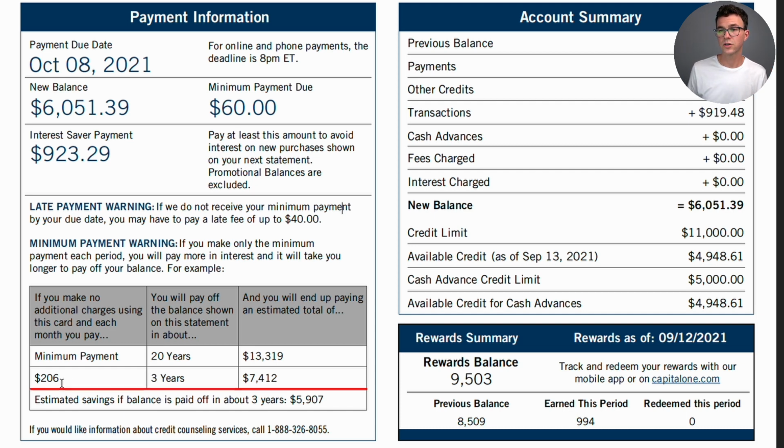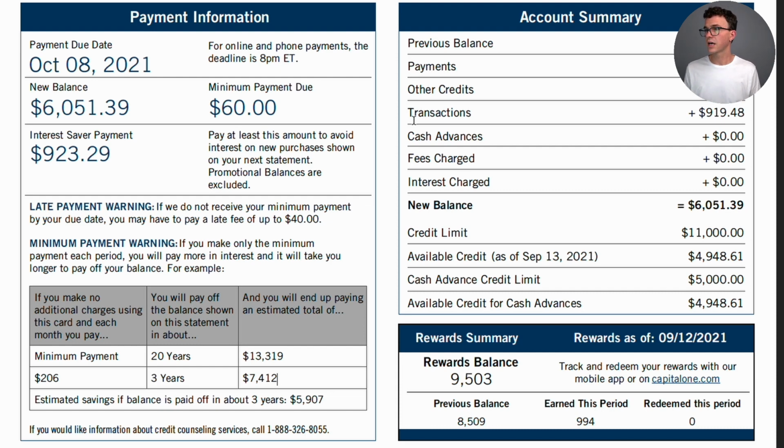So if I paid $206 instead of $60, I would pay it off in 3 years, but would still end up paying $7,412, which is quite a bit more. It's $1,300 and some dollars more than the balance. It shows you the estimated savings between these two. If you have problems with your debt and need help, there is a number for credit card or credit counseling.